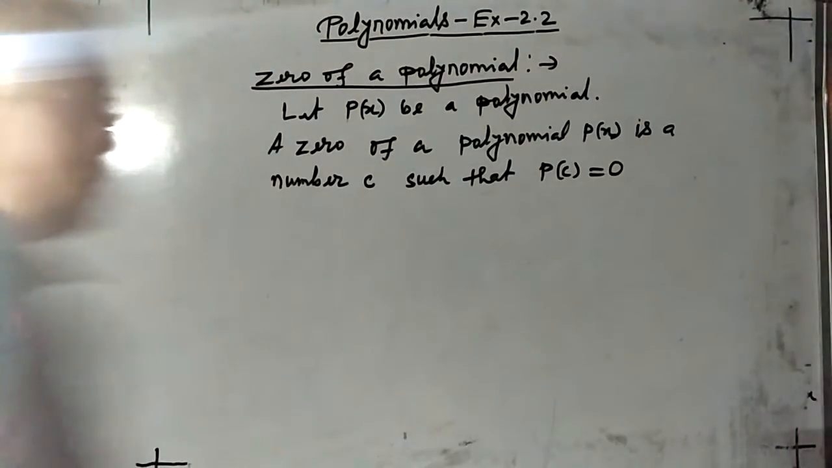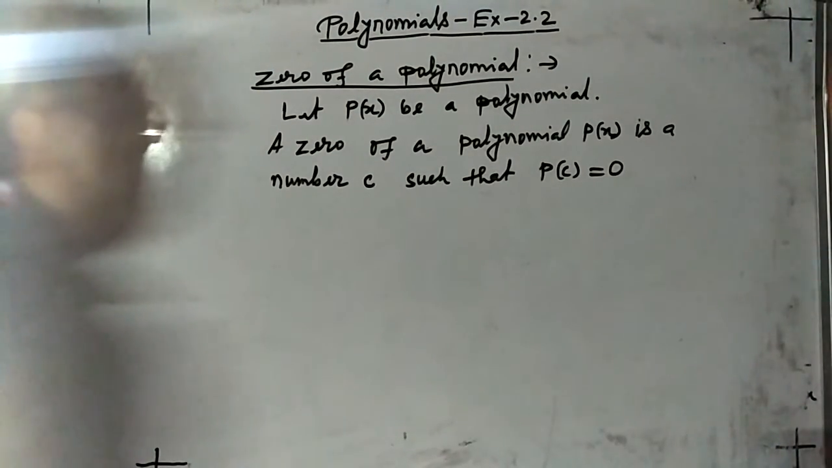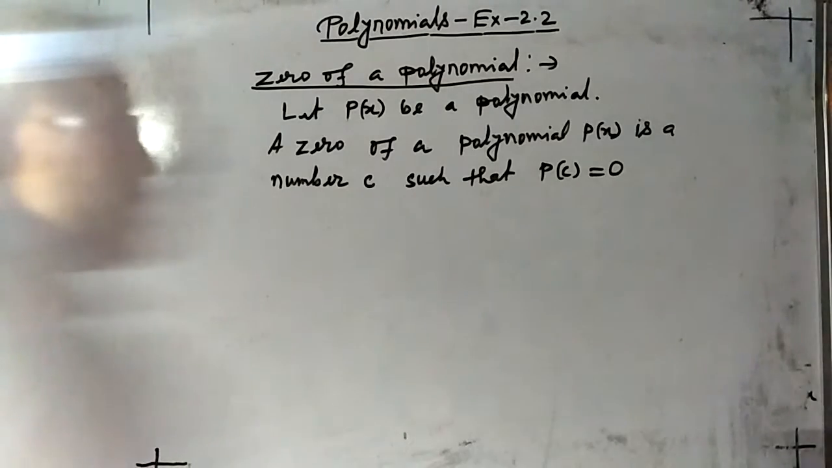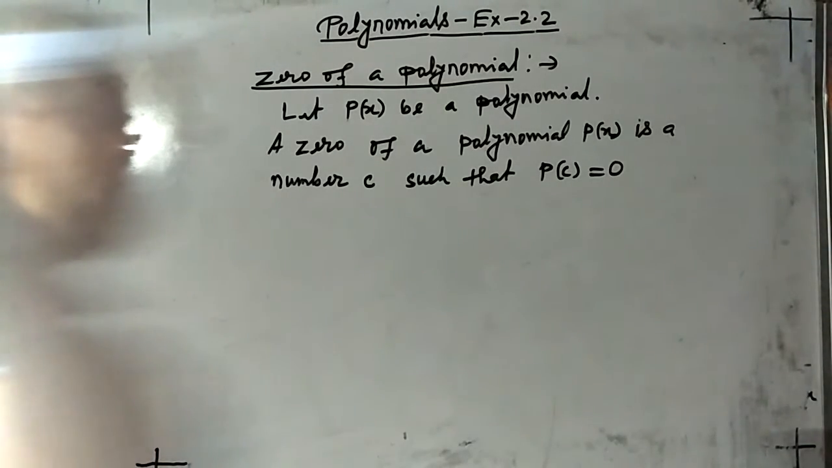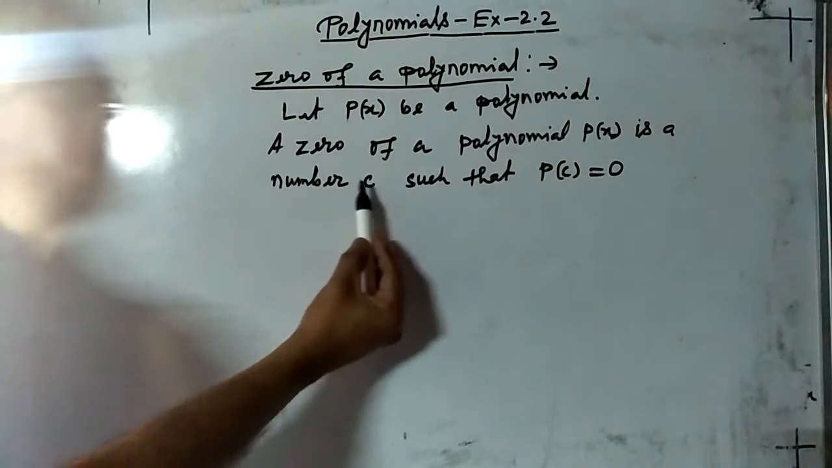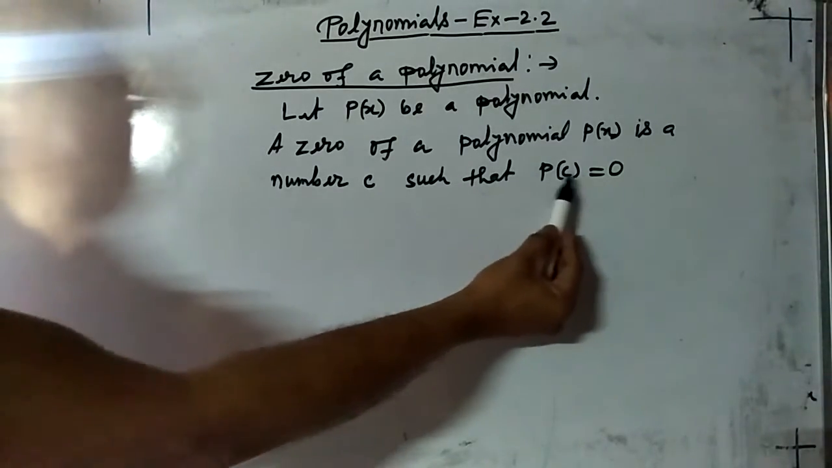Students, today we are going to learn exercise 2.2 of chapter polynomials. Here one concept we have to remember: zero of a polynomial. Let p(x) be a polynomial. Already I explained what a polynomial is in the last video. A zero of a polynomial p(x) is a number c such that p(c) equals 0.